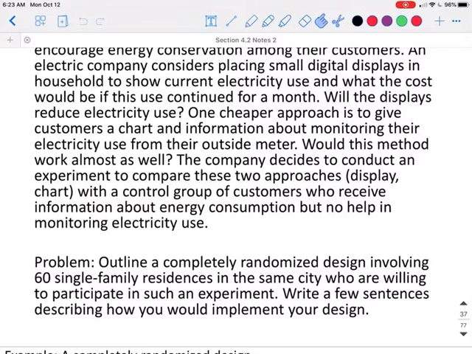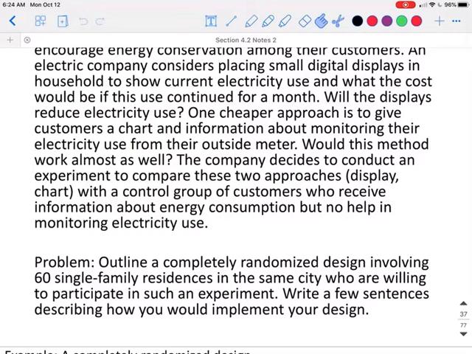work almost as well? The company decides to conduct an experiment to compare these two approaches, display and chart, with a control group of customers who are receiving information about energy consumption but have no help monitoring their electricity use. So outline a completely randomized design involving 60 single-family residents in the same city who are willing to participate in such an experiment. Write a few sentences to describe how you would implement your design.